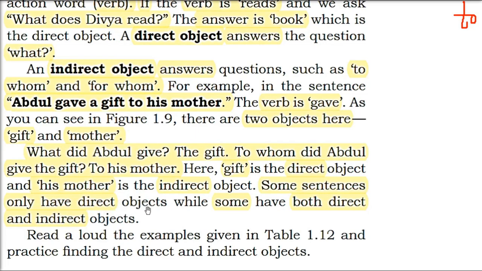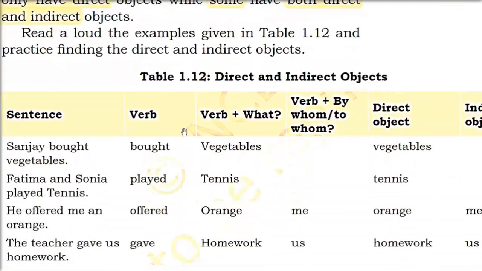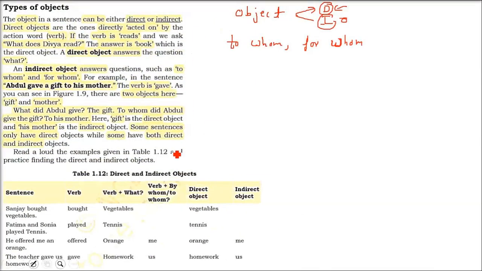Okay, there are certain sentences where you will only get direct object. Certain sentences, both direct and indirect objects you are going to get. Abdul gave a gift to his mother. Abdul is subject, gave, verb, gift, direct, mother, indirect. Gift and mother both are objects here. So let us take a few more examples to understand it more. Remember what question and to whom question.